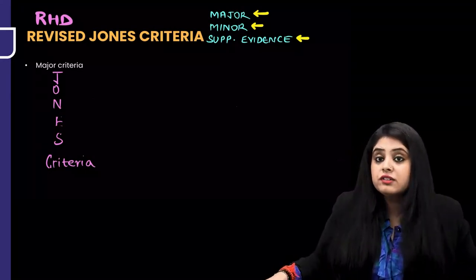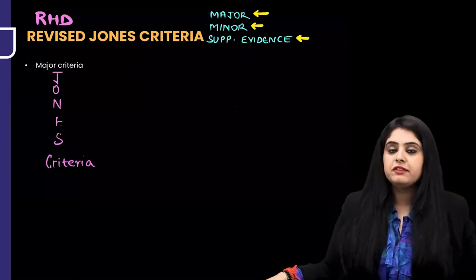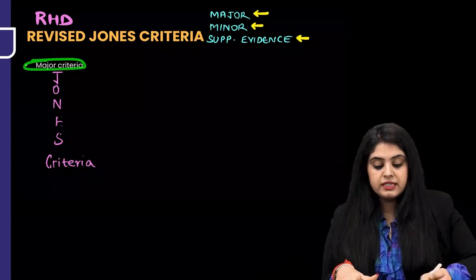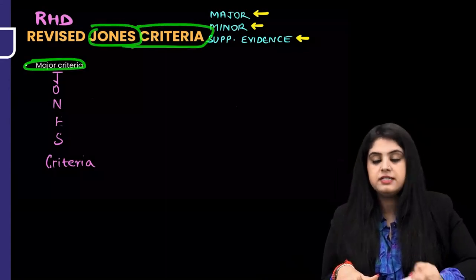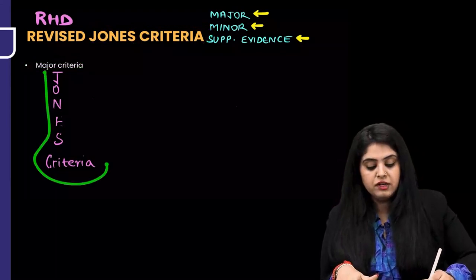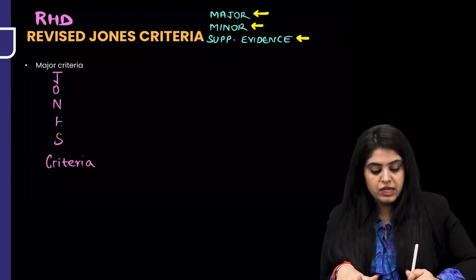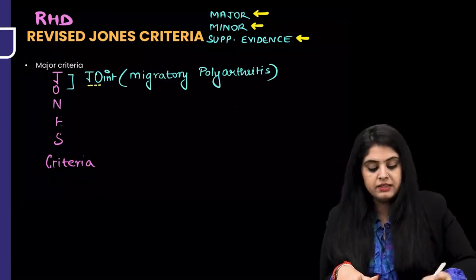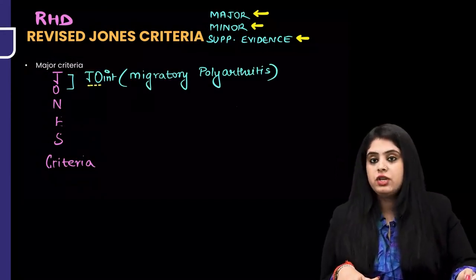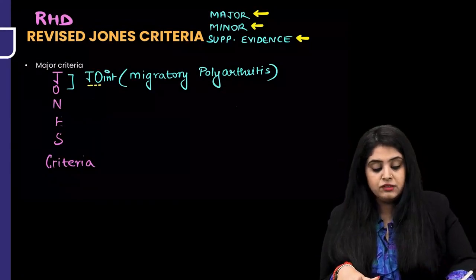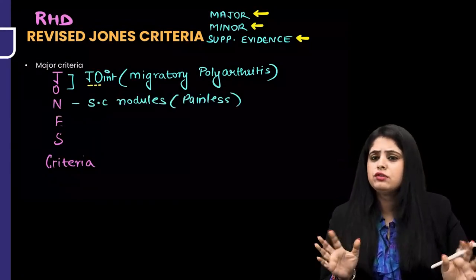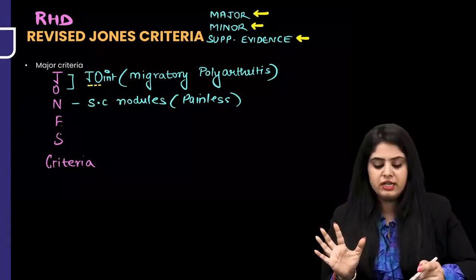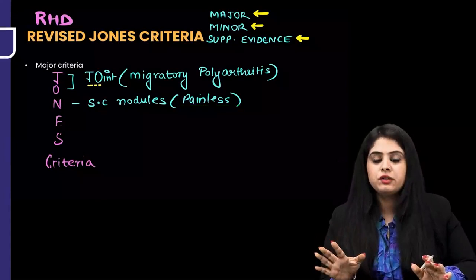I said, how will students learn the major criteria? They should know that the major criteria is the name of the criteria itself, Jones criteria. So the mnemonic is JONES criteria. First, J and O mean joint. What will be in the joint? Migratory polyarthritis. So JO for joint. What is N? N is nodules, subcutaneous nodules, no pain. I told you, RHD is very small and innocent, so everything is innocent, no pain. Painless nodules will be there.